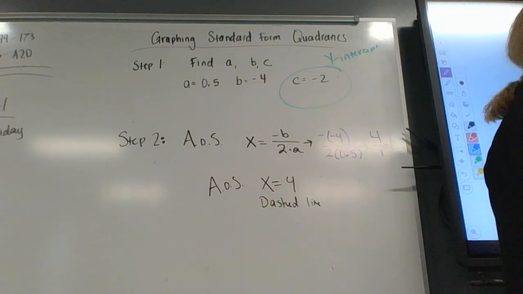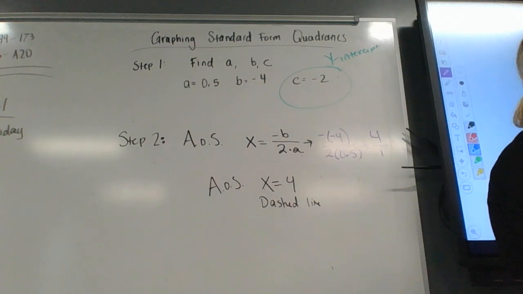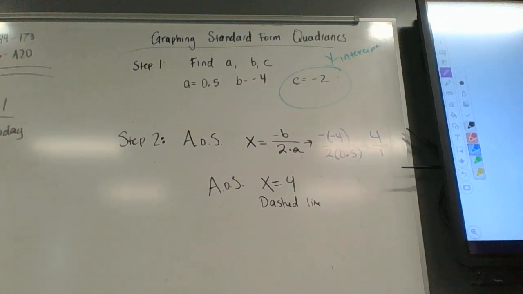Now that we have a dashed line, we might as well reflect this guy over. Reflect this one. It's 1, 2, 3. It's 4. So if I count 4 this way, I can put a point. It's supposed to be at 9, isn't it? No, 4 plus 4 is 8. You can reflect that one if you want.